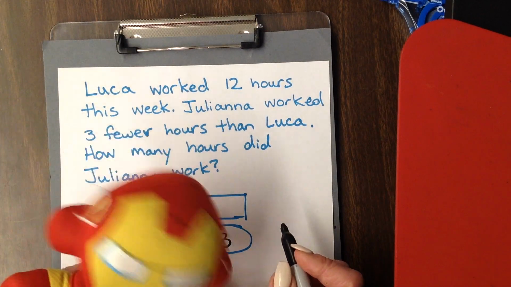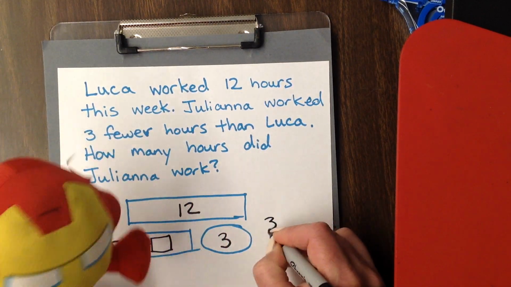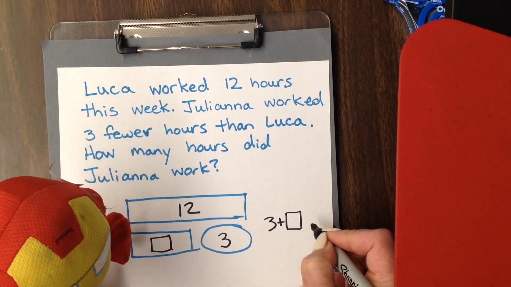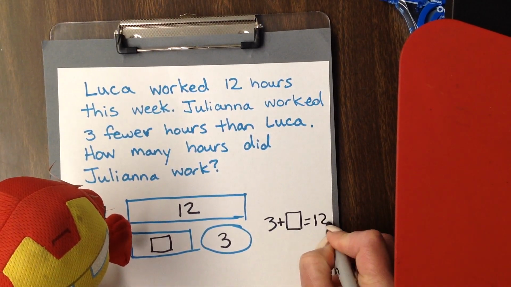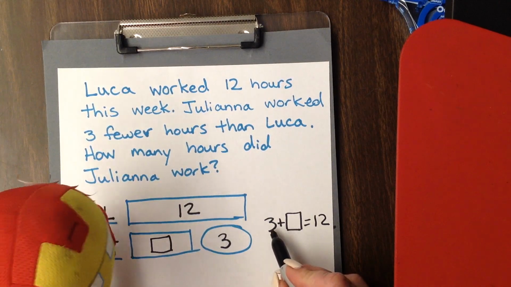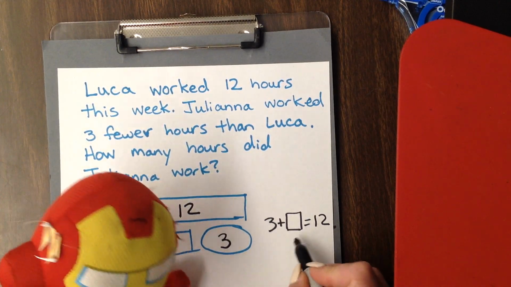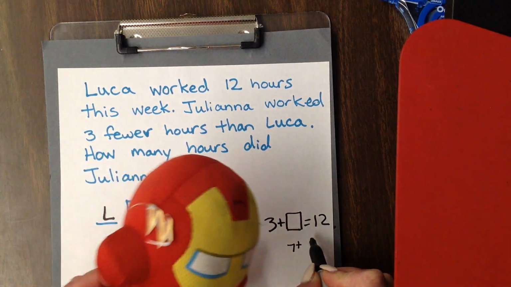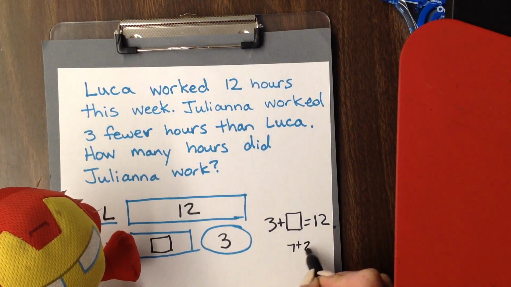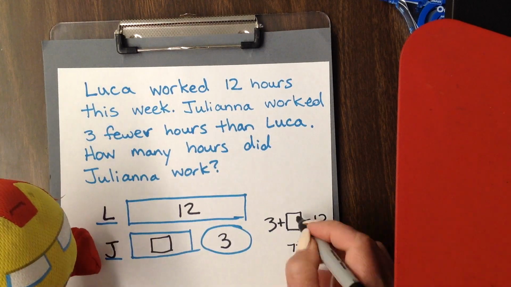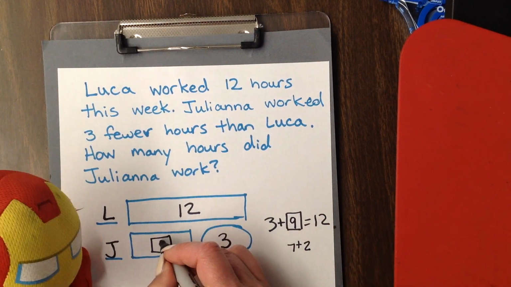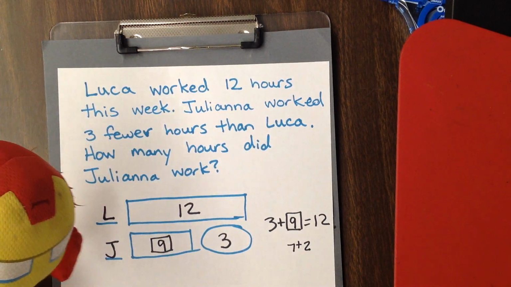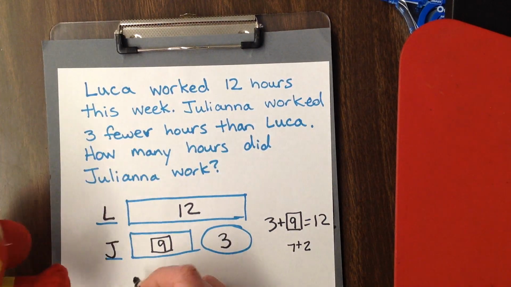So I got to do fast math. So I know it's like saying 3 plus some number is going to equal 12. And so if I go from 3 to 10, that's 7. And then from 10 to 12, that's 2. And 7 and 2 is 9. Yeah, 9. And then, 9 hours. Juliana worked 9 hours.